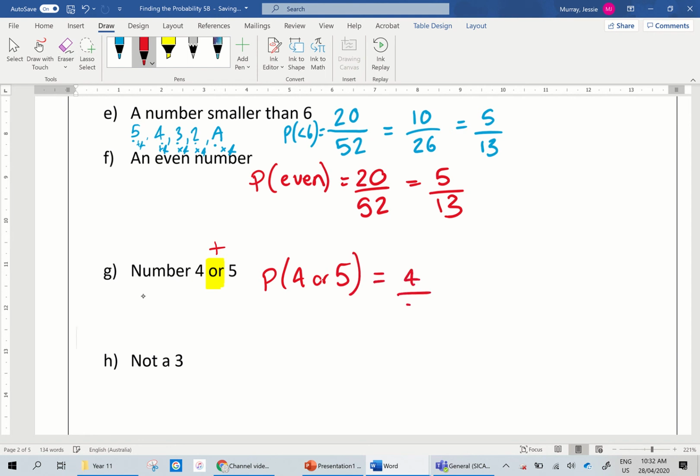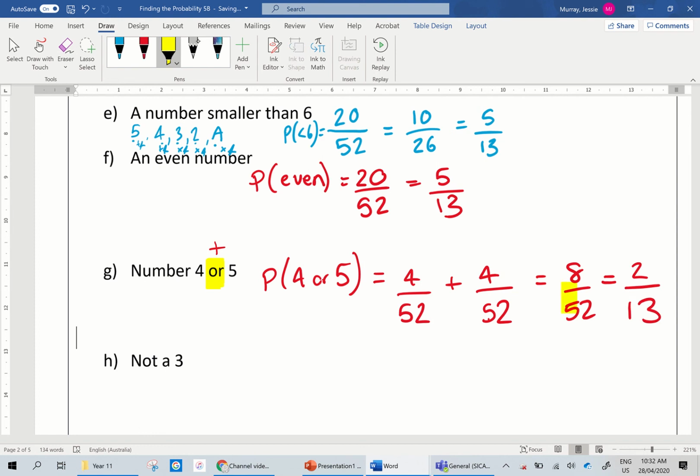Getting a 4 is 4 on 52. Or getting a 5 is, there's also 4 of them out of 52. Which gives me a total of 8 out of 52. Which gives me 4 out of 26, which is 2 in 13. Now again, if you could jump straight to the 8 out of 52, that's fine, you can.